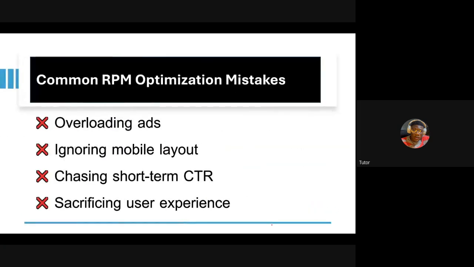Now, common RPM optimization mistakes, which I don't want you to make. Avoid overloading ads. Avoid ignoring mobile layout. Avoid chasing short-term CTR. Avoid sacrificing user experience.